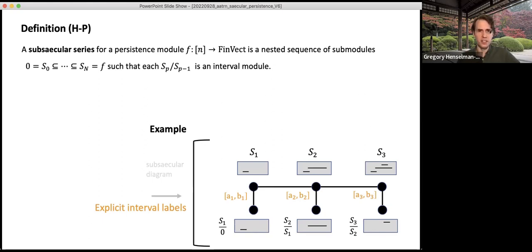So this is just notation. Is all that okay? Great. So we say that these interval modules have support type AB if they start at A and they end at B.